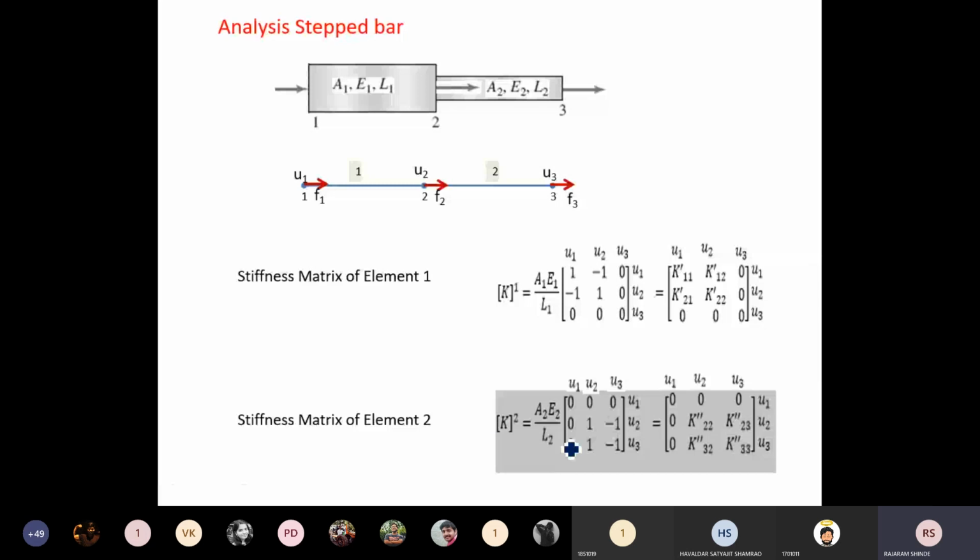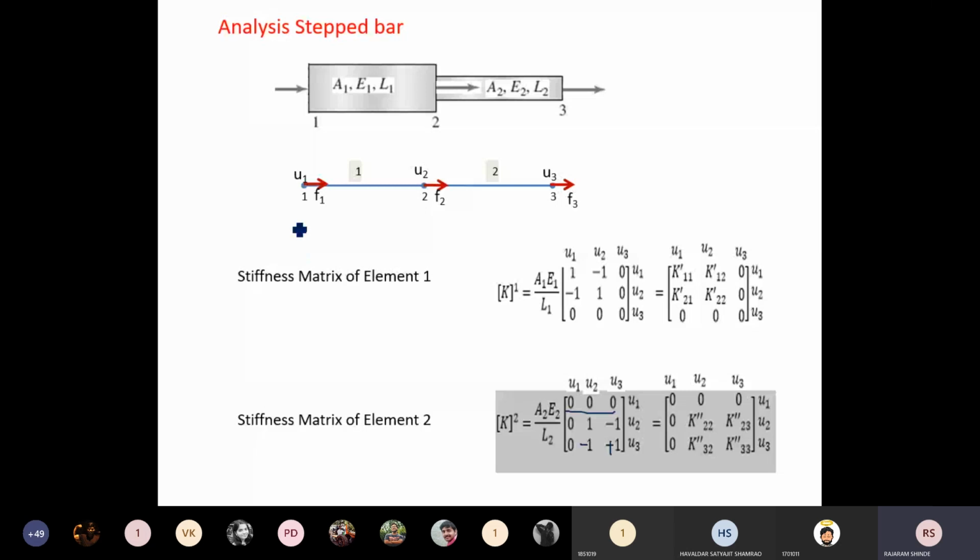You can see here it is A2 E2 by L2 into [0 0 0; 0 1 -1; 0 -1 1]. Sorry, here it is plus 1, minus 1, and here it is minus 1, 1. I will write here K22 dash, K23 dash, K32, K33. Now this is a stiffness matrix for element number 2. You can see here, this is corresponding to the node number 1.